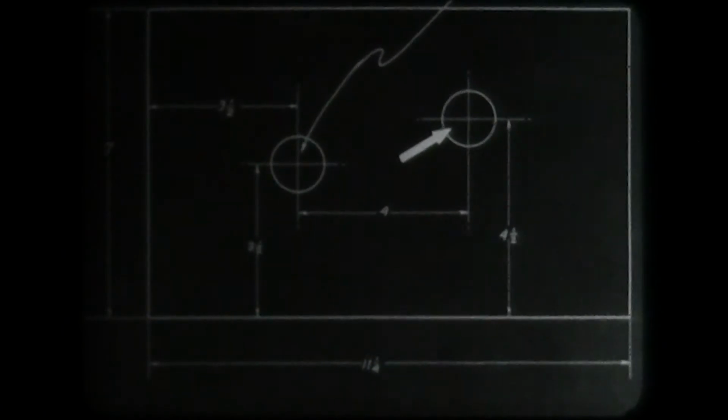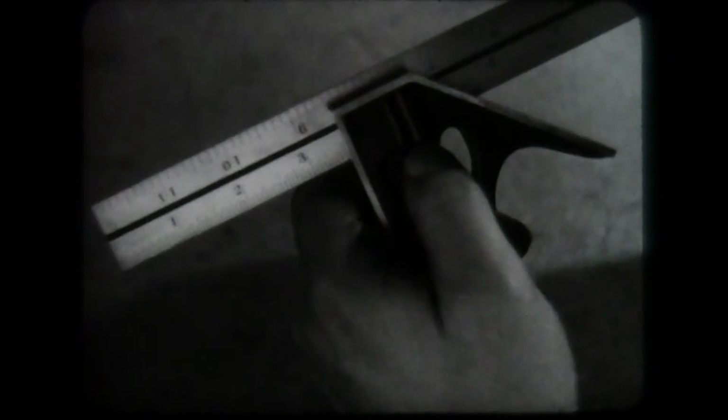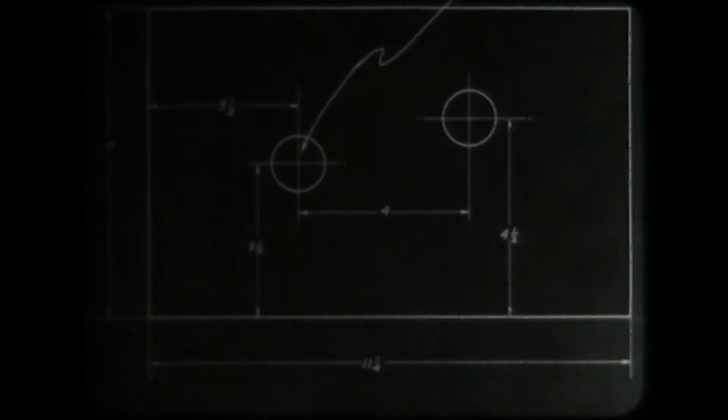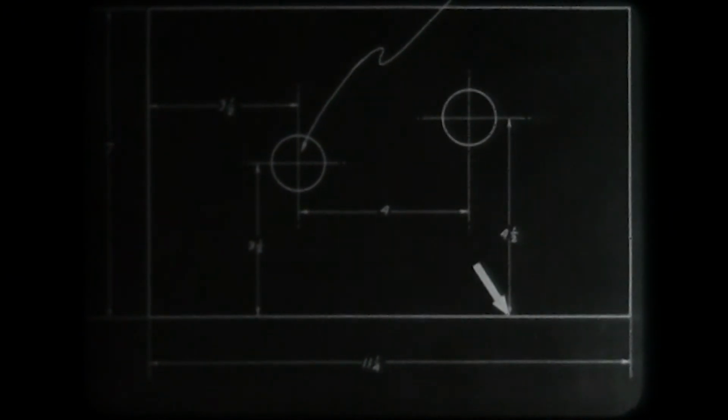According to the drawing, the second hole should be 4 inches from the first. Set the rule 4 inches more to the 7½ inch index. According to the blueprint, the center of the second hole is to be 4½ inches from this edge. Set the rule to the 4½ inch graduation on the scale.